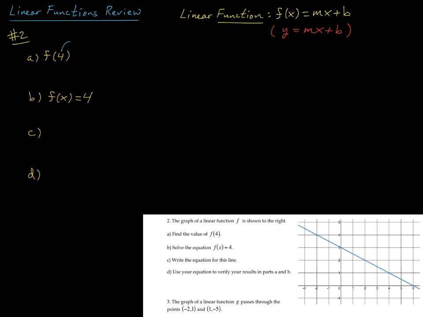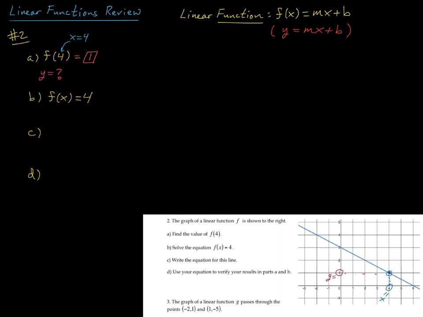Well, here the input x is 4, and we're asked to find the corresponding y-coordinate on our graph when x is 4. So the idea is, go over to x equals 4, and then go up to the corresponding point on your graph, which is right here, and then the y value we can see is 1. Okay, so our answer here is that f of 4 is equal to 1.